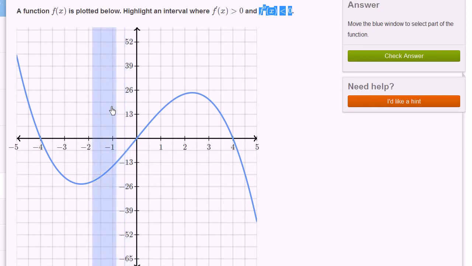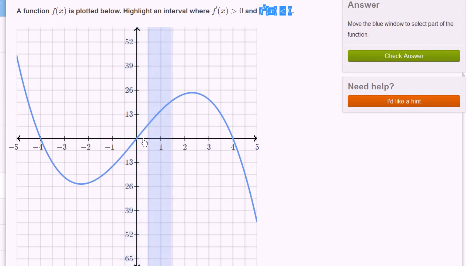So we're looking for a place where the slope is positive, but it's becoming less and less positive. If you look right over here, the slope is positive, but the slope is increasing. It's getting steeper and steeper as we go. And then all of a sudden, it starts getting less steep, less steep, all the way to when the slope gets back to 0. So if we want to select an interval, it would be this interval right over here.